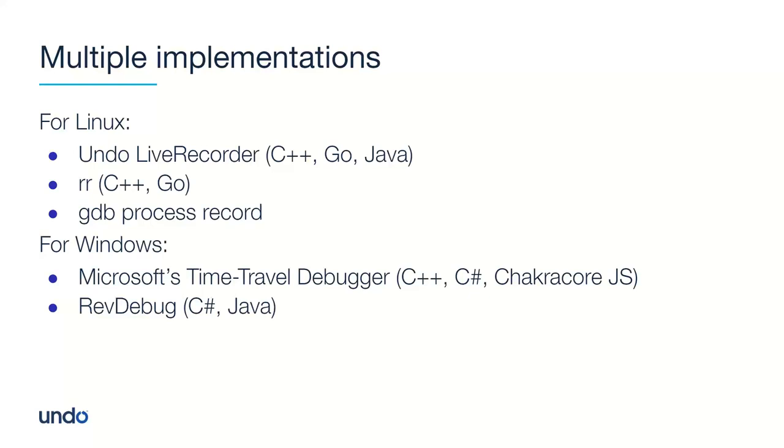If you wanted to have a play with this on a small program, then you can experiment with the GDB process record stuff. But Live Recorder and RR both use this technique of just storing the non-deterministic inputs and then recomputing prior states. So that's all on Linux.